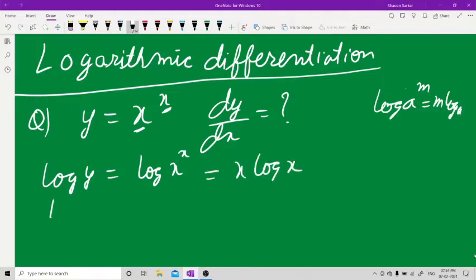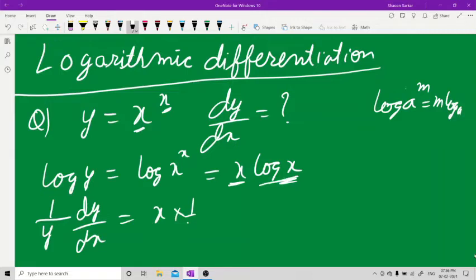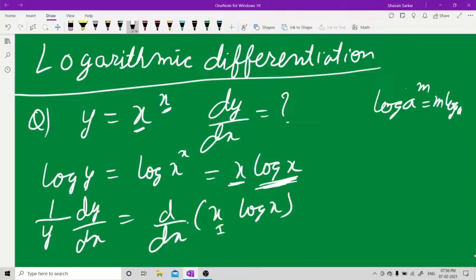Now do the derivative. Derivative of log y is 1 upon y dy by dx. Let me write x log x. Now this is first, this is second. First as it is, derivative of the second, log x, plus log x as it is, derivative of x.